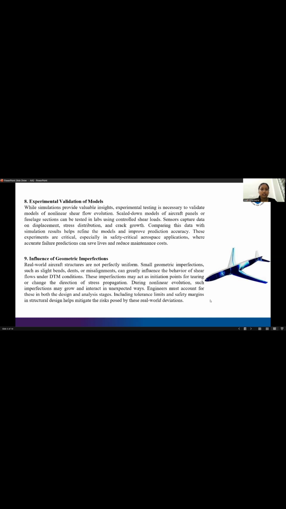This experiment can be critical, especially in safety-critical aerospace applications, where accurate failure prediction can save lives and reduce maintenance cost.